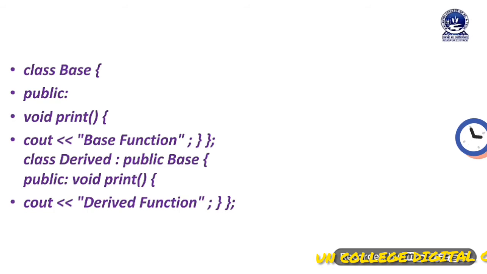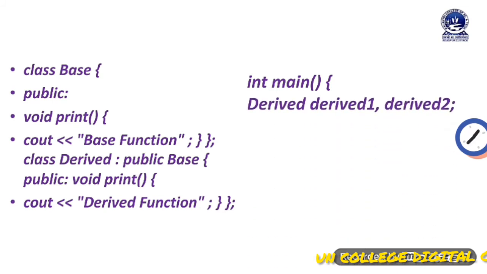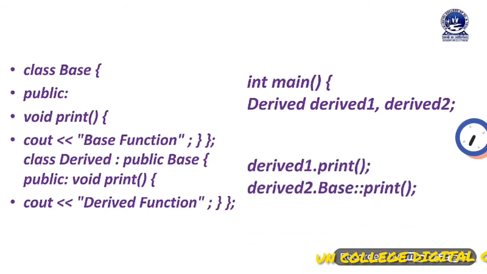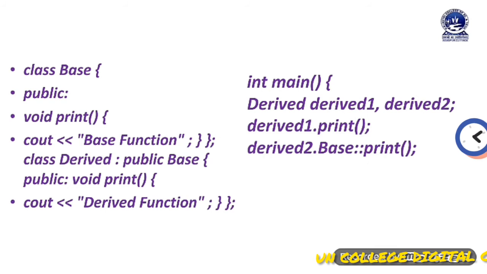Inside the print method of the base class I have used only one statement, that is base function, and inside the derived class print method I have used only one statement, that is derived function. In the main method, I have used two objects of the derived class, that is derived 1 and the second one is derived 2. Next, derived 1 dot print. When we are using derived 1 dot print, what will happen? It will just find out, or it will just call.